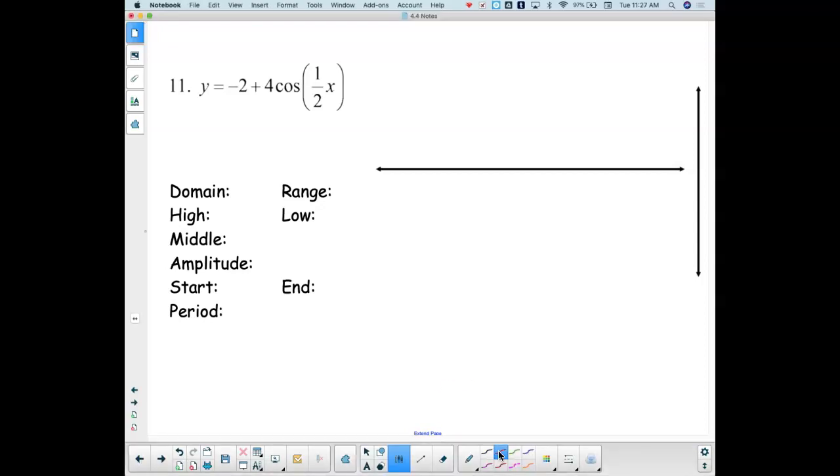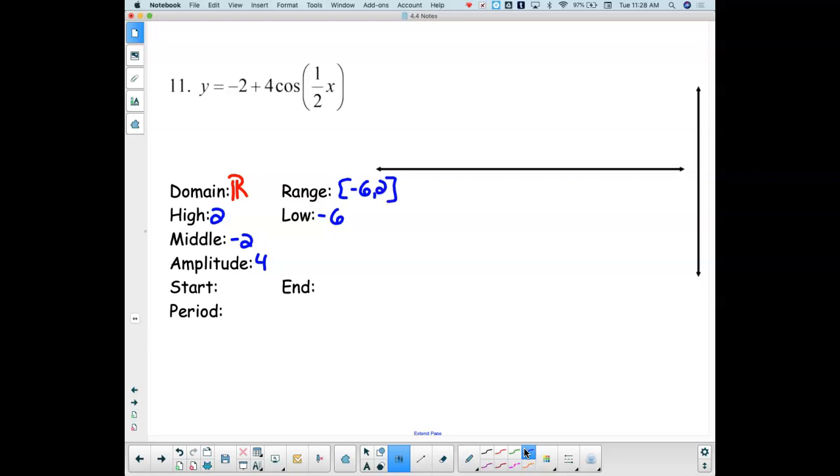Domain: all real numbers. Amplitude: 4. Somebody from the back. Middle: negative 2. High: 2. Low: negative 6. So that gives me a range from negative 6 to positive 2.